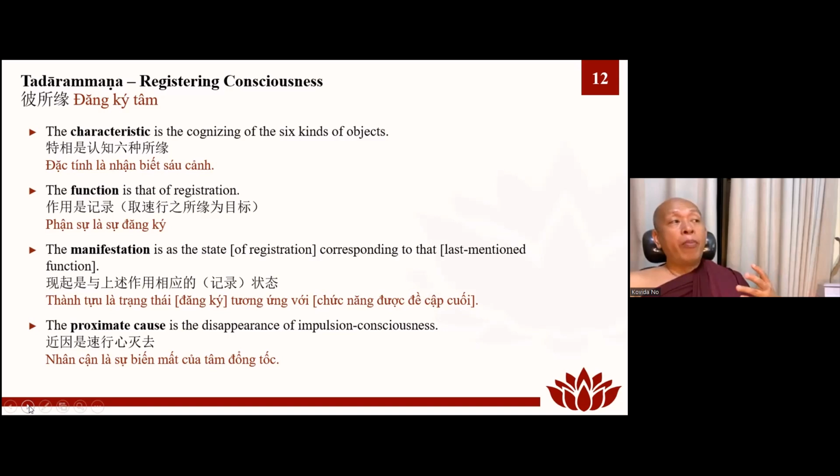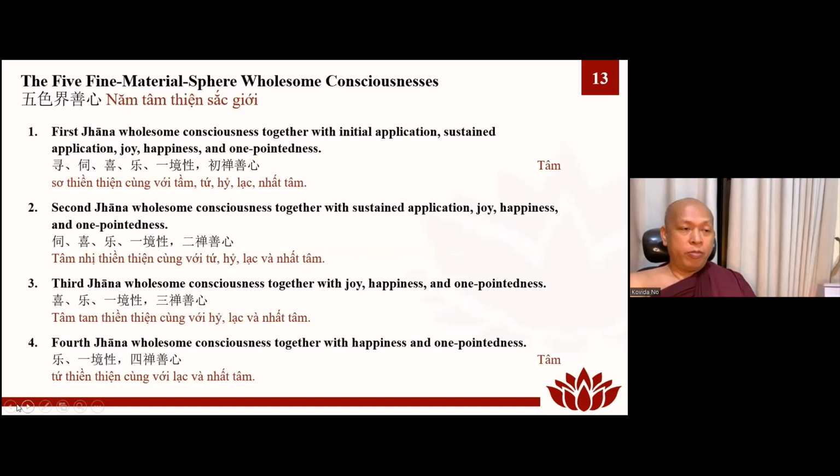So these are our daily life. Then moreover, for meditators, we also have another type of category, higher consciousness. Only advanced meditators can experience all these types of consciousness. We call them the 5 fine material sphere wholesome consciousnesses. So they mentioned the 5 fine material sphere consciousnesses. Actually, you have already known the jhana.